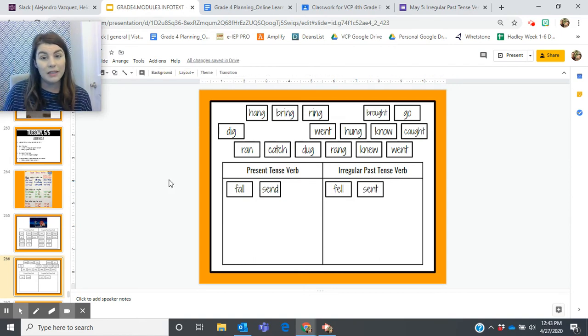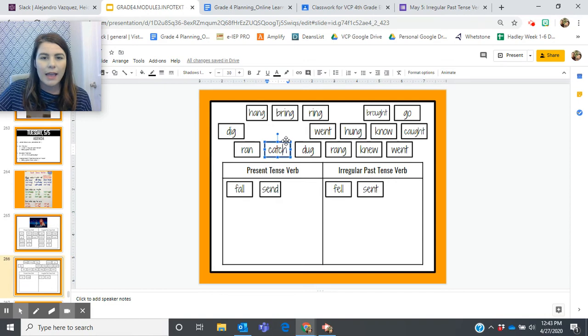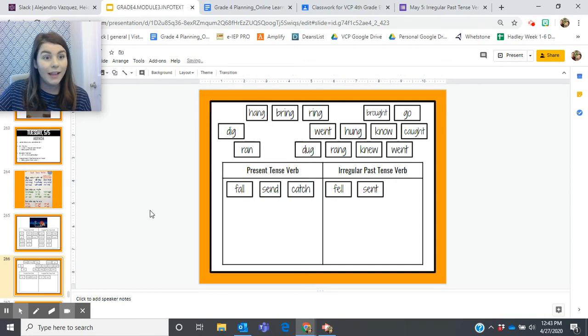Let's do two more together. Which one do you want to do next? Good job. Let's look at this one. I catch the ball. Yeah, that's present tense. That's what we would use to describe if we were catching the ball in the present moment. Good work. Would I say, Mom, guess what? I catched the ball today at recess. No, what would we say? We would say, Mom, I caught the ball. Good work.